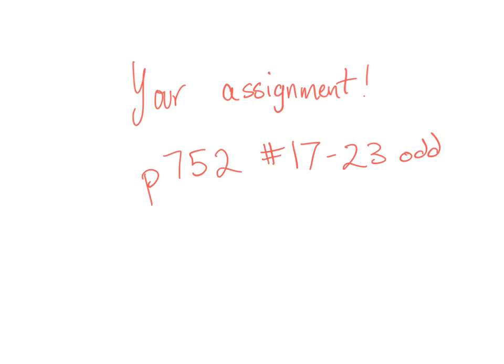Okay, your assignment to practice this is from the textbook, page 752, numbers 17 through 23 odd. Remember, those odd answers are always in the back of the book, so if you're in the online textbook at bigideasmath.com, at the top left of that homework assignment, when you're on regular Zoom, there's a little check mark button. You can click that and get the final answer so you can check your work.